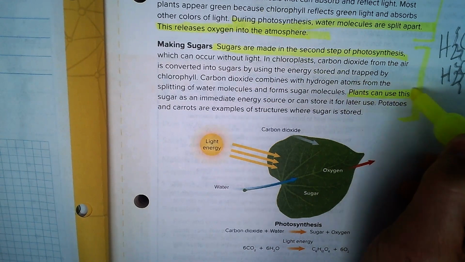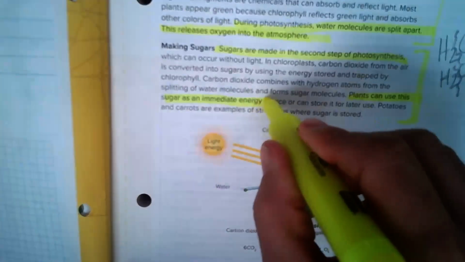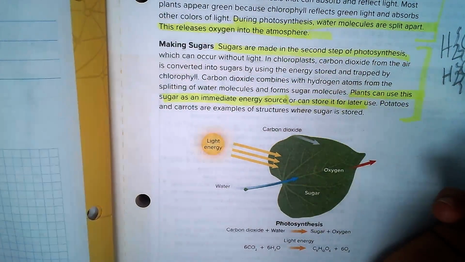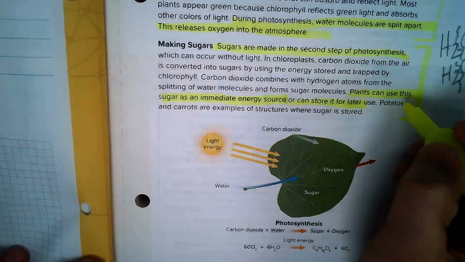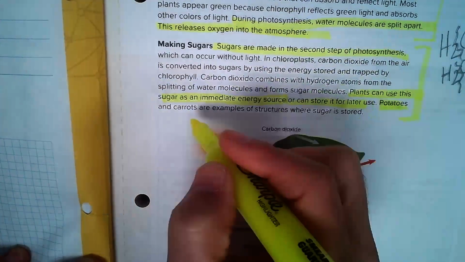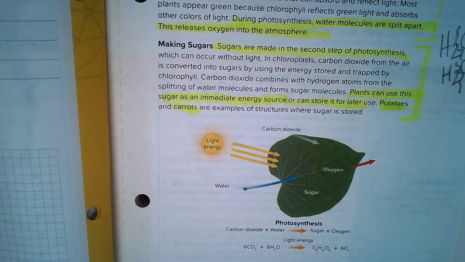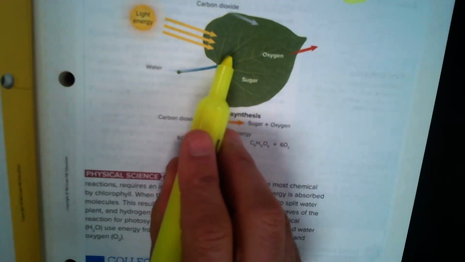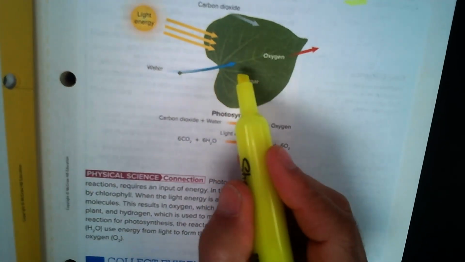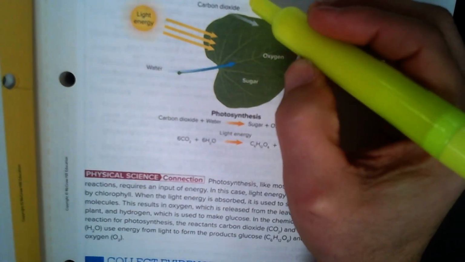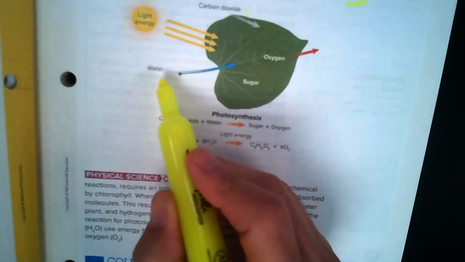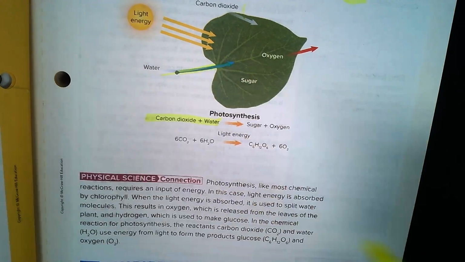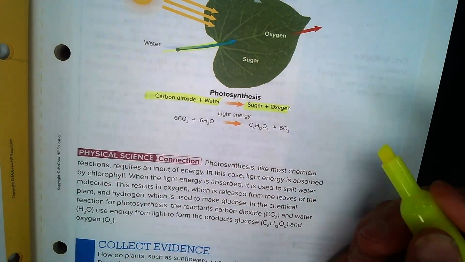You're also going to highlight that plants can use this sugar as an immediate source of energy to grow, to make their seeds, or they can store it for later use. A couple of my favorite storage plants are potatoes and carrots. I love that sweet taste, especially sweet potatoes. And down here you can see that when light comes in and hits the top of the leaf and carbon dioxide comes in through the stomata underneath, mixed with water that it gets from the roots, these three will produce sugar and oxygen.